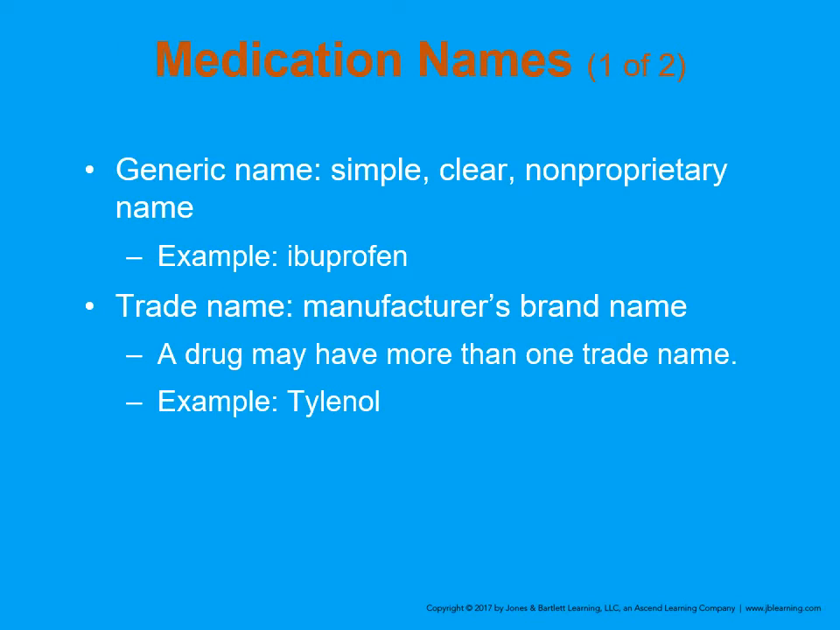Medication names. The generic name is a simple, clear, non-proprietary name. Generic names are not capitalized. The trade name is a brand name that the manufacturer gives to a drug. Examples: Tylenol, Lasix. Trade names begin with a capital letter. One drug may have more than one trade name.